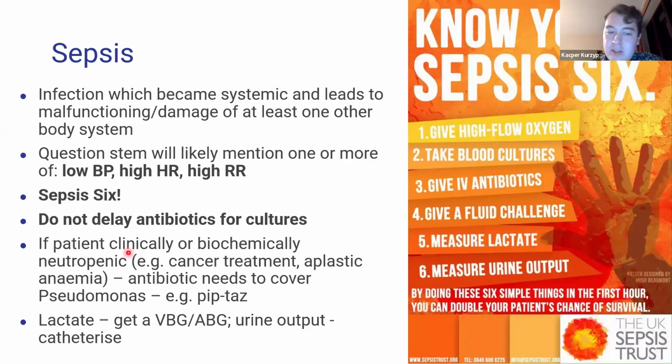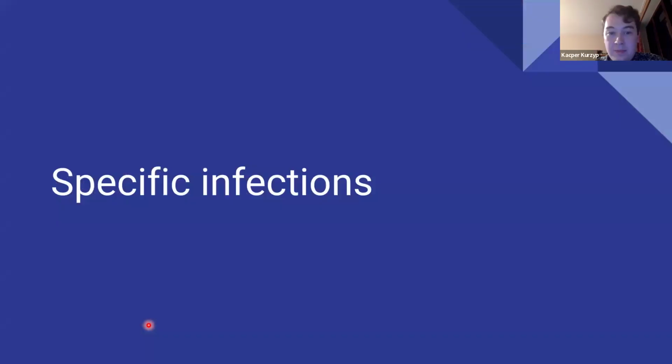Of note, if your patient is neutropenic, either clinically or biochemically, so if FBC says low neutrophils, or clinically, they are your cancer treatment patient, they have aplastic anemia, you do need to cover the Pseudomonas. So give things such as Piptas, gentamicin, or whatever of that sort. Lactate, you will get a VBG or ABG, and for urine output, you will typically drop in a catheter.